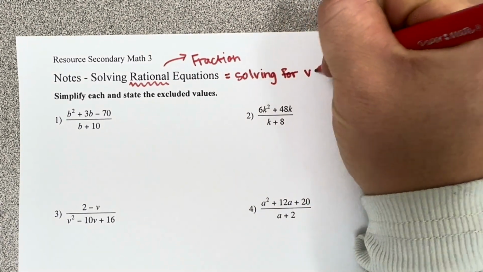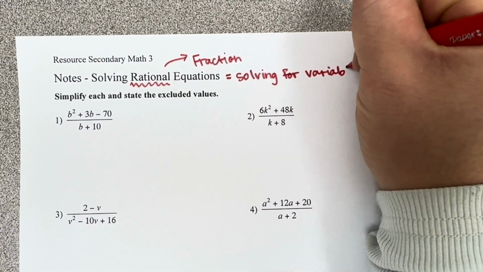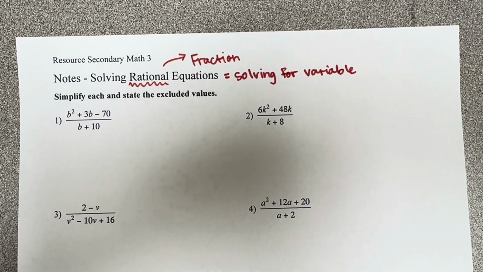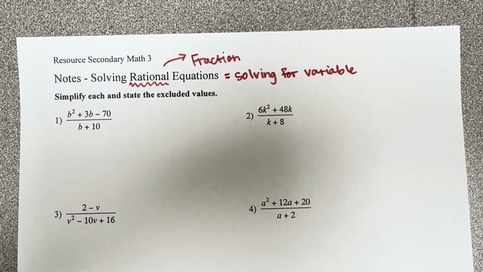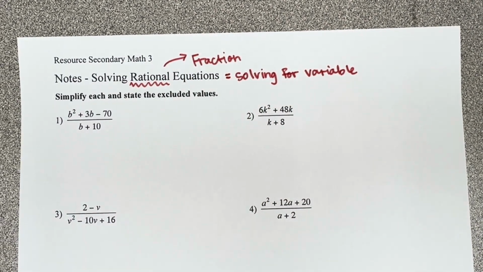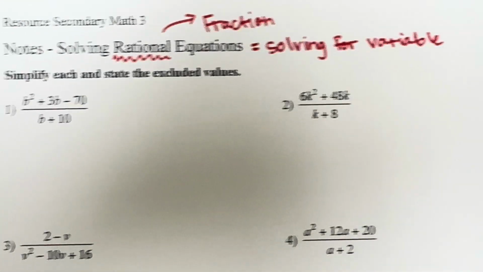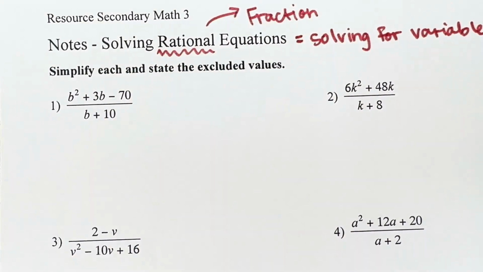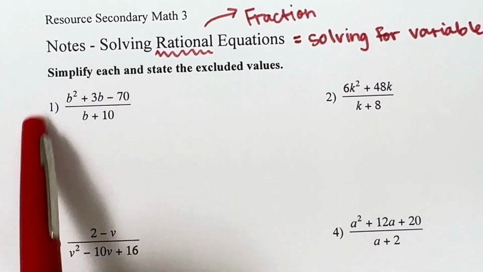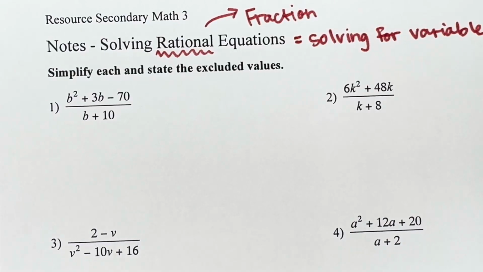We are solving for a variable today, where in the past few times, everything up until this point, we've just been simplifying a rational, which means our answer is a fraction. Okay, but today we're going to get an actual answer for the variable. So for numbers 1 through 4, we're actually just going to practice simplifying rationals. So we're not solving anything yet. We don't see any equal signs here. We're just asked to factor and simplify.